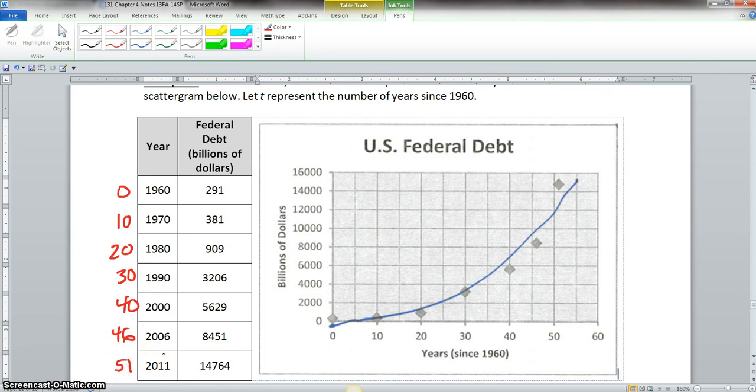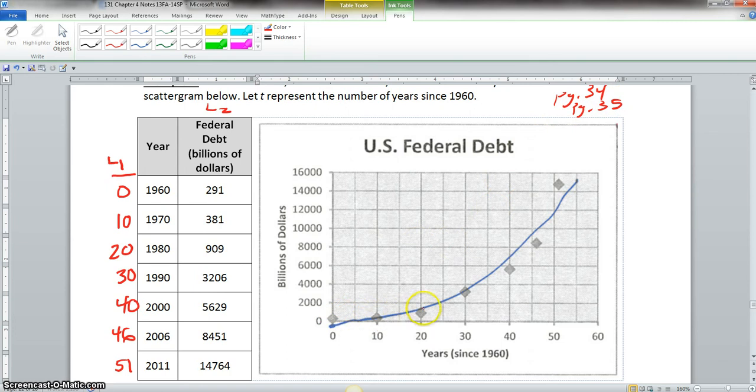Now, what we have here is this. We're going to put this in our calculator, or you could use an Excel sheet. This would be our L1, and then over here, the federal debt itself would be our L2. Okay, so now, this is what we would end up doing. You could take a look at the scattergrams on page 34 for the calculator, and also on page 35 if you want to use Microsoft Excel.